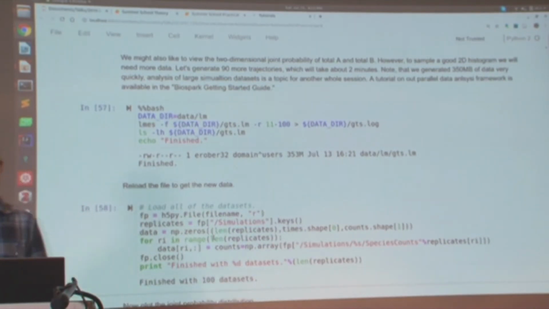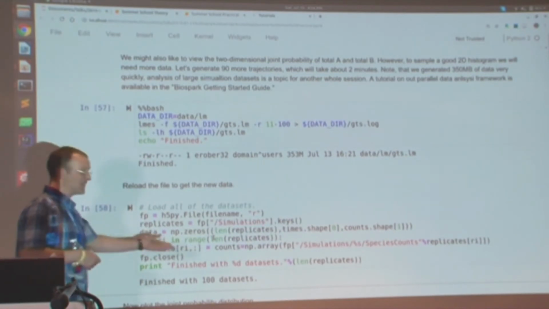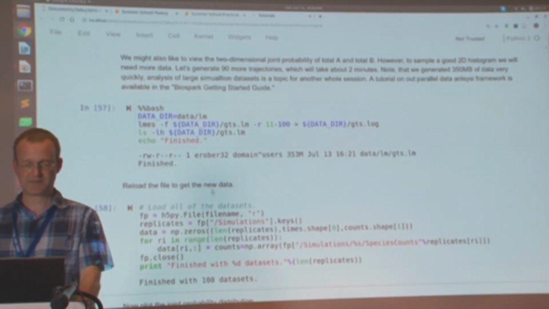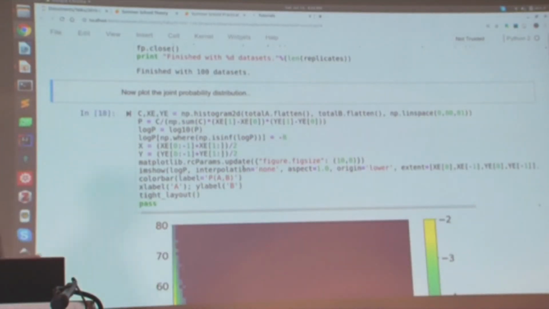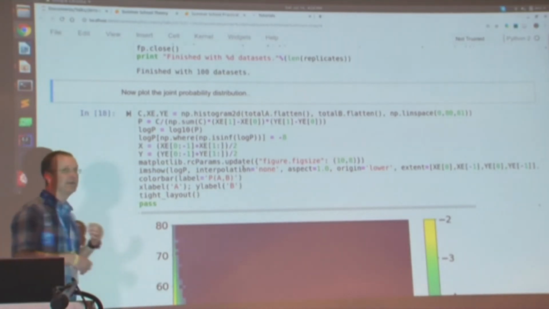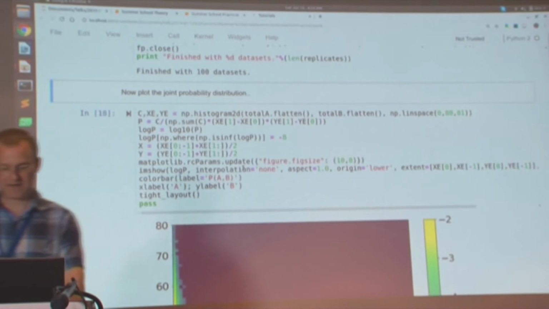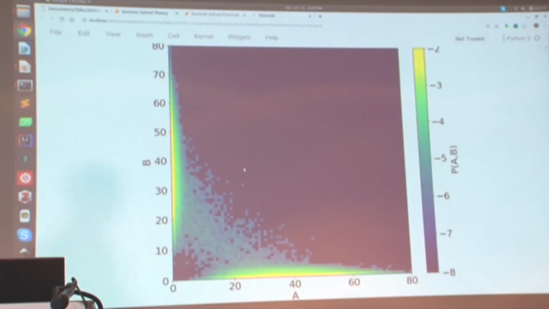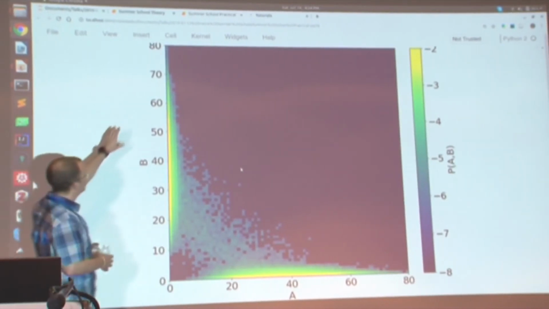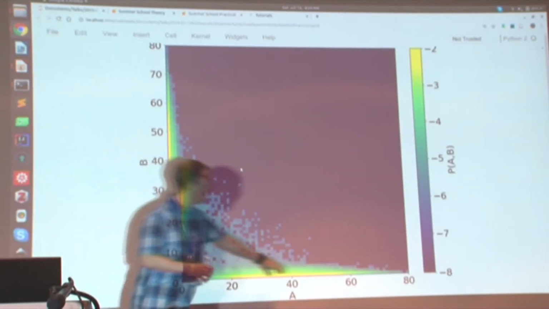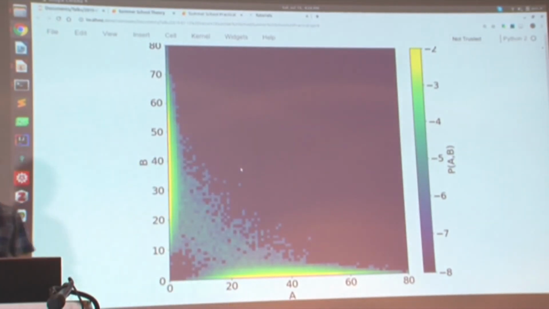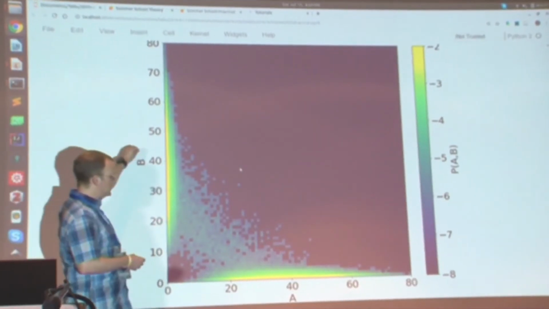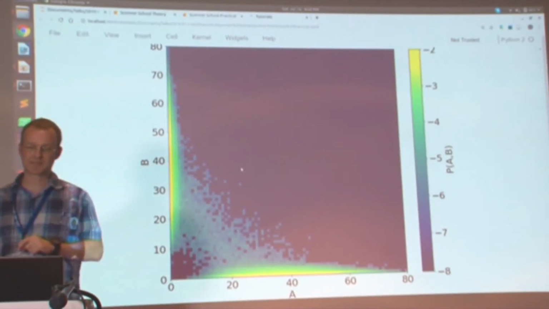Anyways, I'm going to reload the data. So now I'm going to load data from 100 data sets with 100,000 steps each. So now I'm going to have 10 million data points to do my analysis with. And we can plot the joint probability distribution now, the probability to have A and B numbers of these molecules at the same time. So let me plot that. And this is what it looks like for this model of the genetic toggle switch. You can see that there's one metastable state here, another metastable state here, and in between is this transition barrier, transition region where the system switches when it stochastically jumps between these two metastable states.